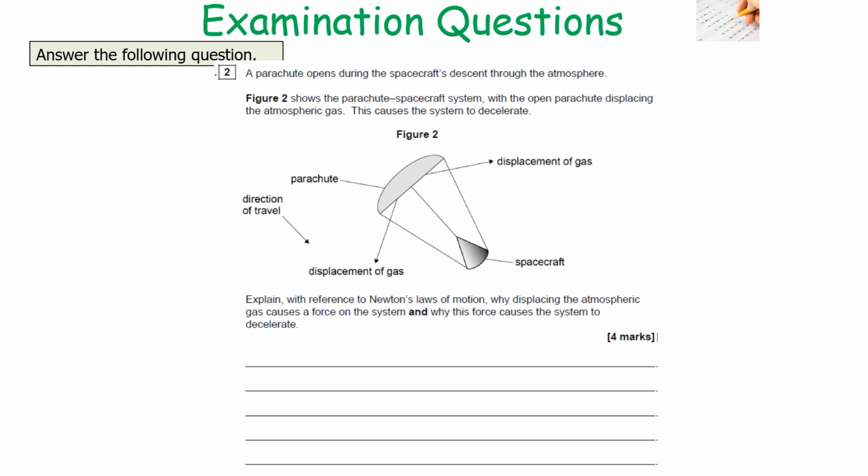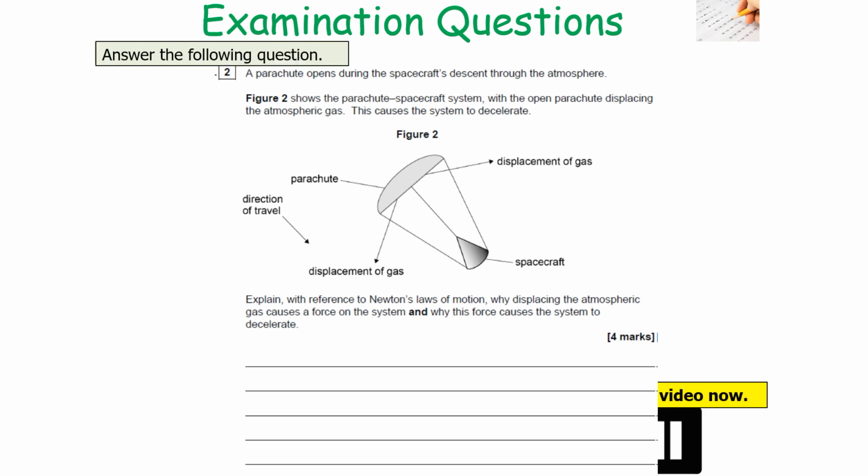So a parachute opens during the spacecraft's descent through the atmosphere. Figure 2 shows a parachute spacecraft system with the open parachute displacing the atmospheric gas. This causes the system to decelerate. Explain with reference to Newton's laws of motion why displacing the atmospheric gas causes a force on the system and why this force causes the system to decelerate. So pause the video now, then unpause the video when you want to go through your answer.